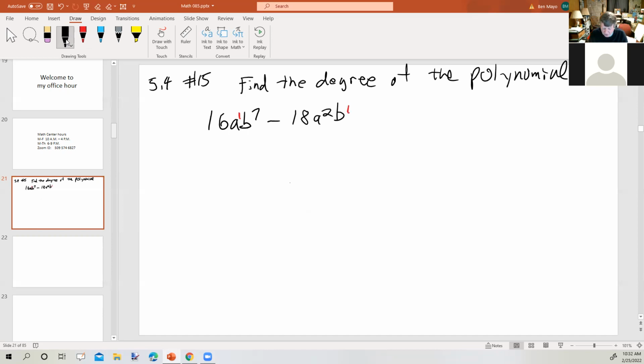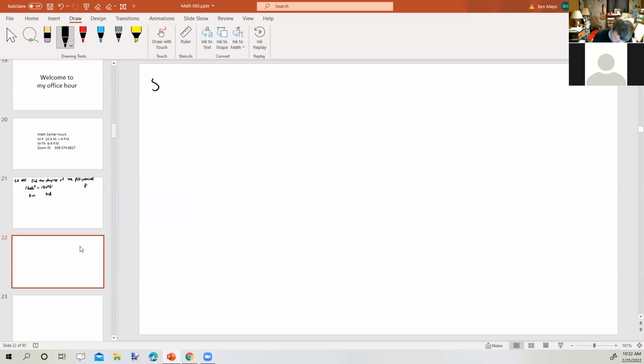Okay, so the degree of the first term would be 8th degree. The degree of the second term would be 3rd degree. So the 8th degree term is the highest power. So the degree of the polynomial is 8, or just 8th degree. Okay, any questions about that? All right, then we will go on to the next section, 5.5.